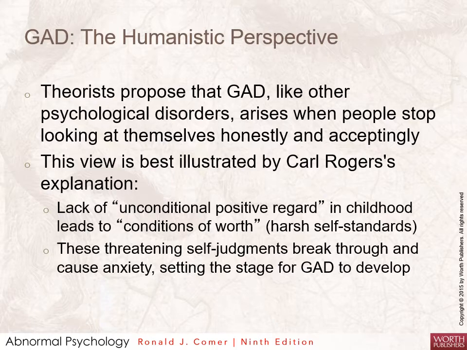Unconditional positive regard is acceptance, total acceptance. Your parents should totally accept you as a child, and then continue until you're an adult. You should be totally accepted. It's not that your parents love you when you get good grades in school. That's a condition of worth. Getting good grades in school gets you attention from your parents. That's not unconditional positive regard. Unconditional positive regard is, I love you no matter what.